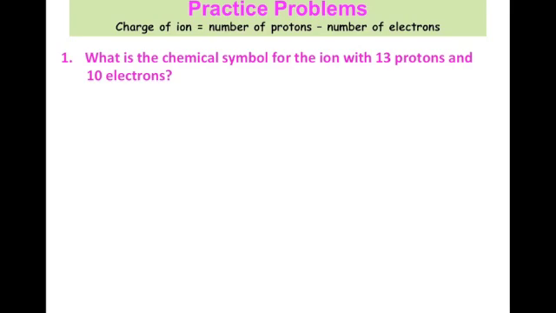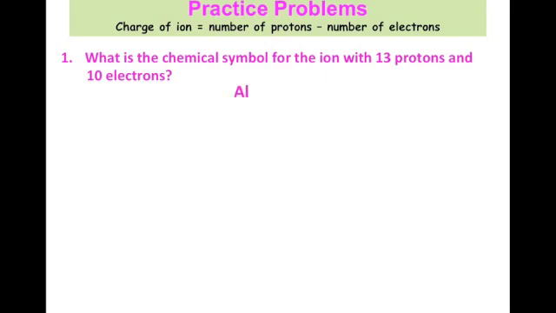Well, first thing you're going to want to do is find out the identity of the element. Remember from the previous lessons that the protons determine the element's identity. So look at your periodic table, find the element that has 13 protons or an atomic number of 13. That element is aluminum. So the chemical symbol for this ion would be Al.